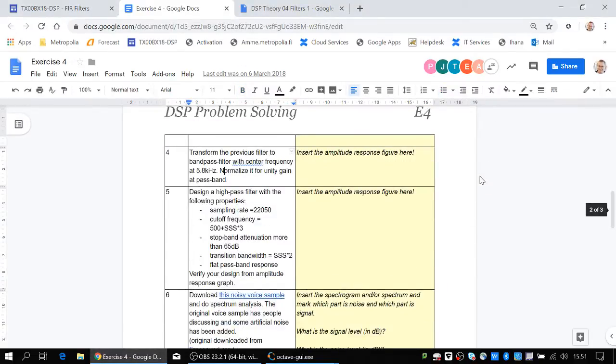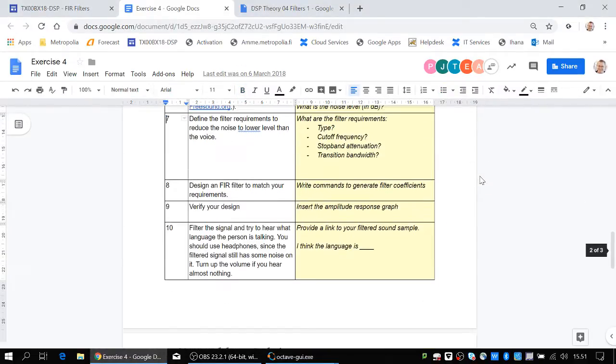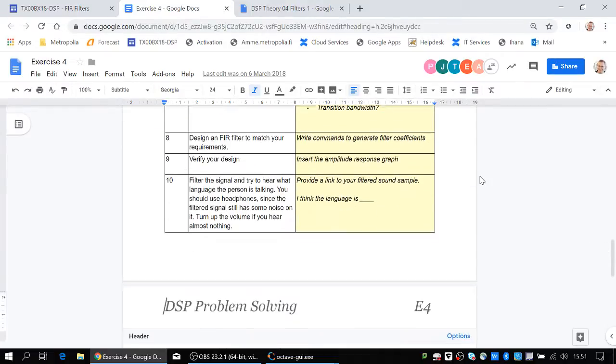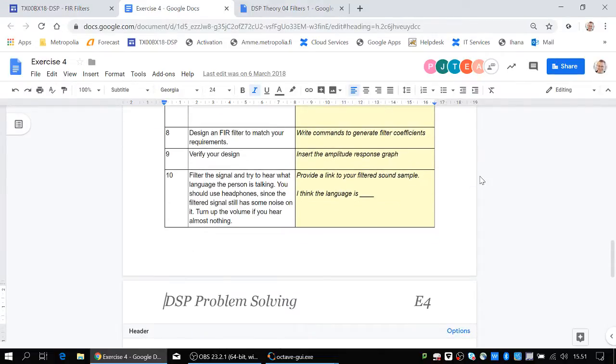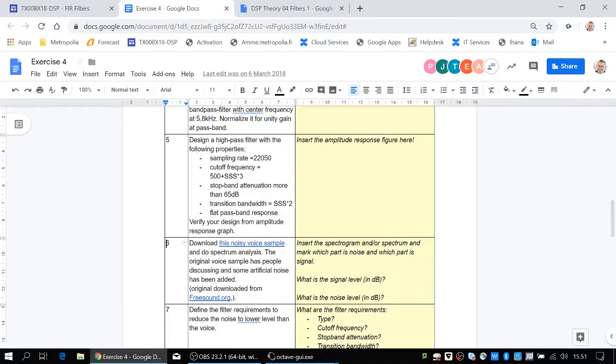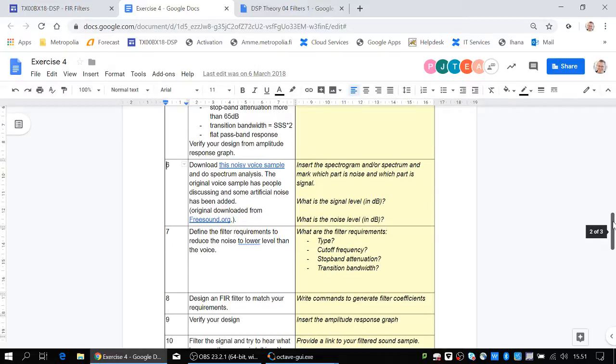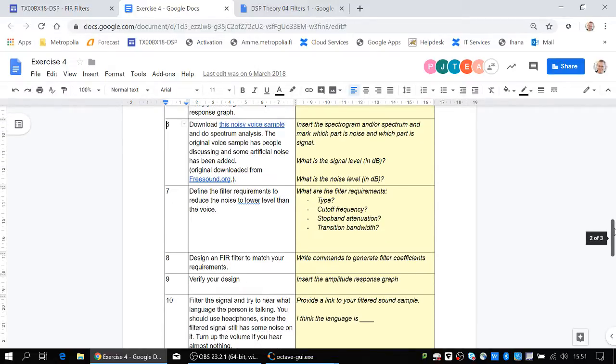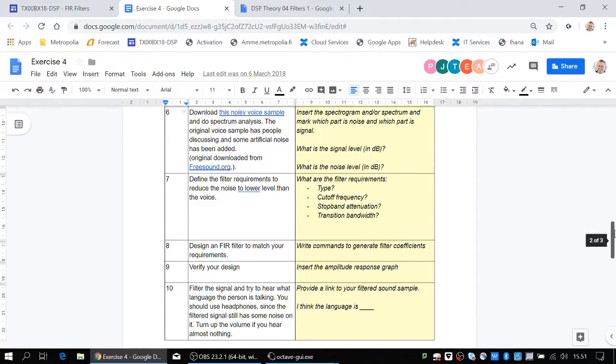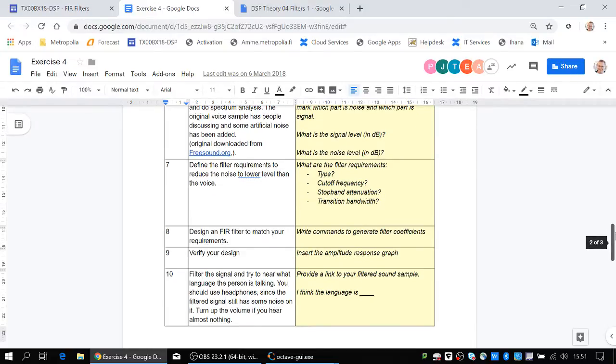Let's take a quick look here. FIR to match high pass. Okay, and then noises, voice sample. Okay, with a spectrogram and spectrum, define the filter requirements. Okay, good. So basically, I have given all the hints needed to go with the fourth exercise. I'll just give you one more hint on whiteboard.